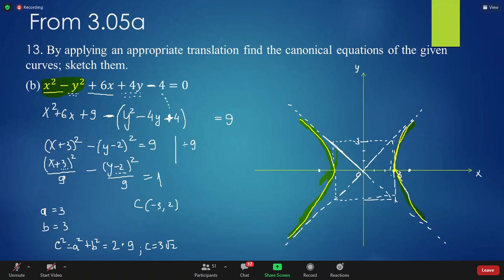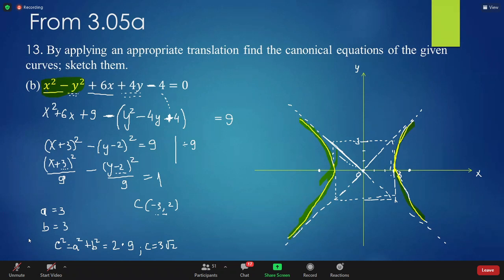So in principle, I should move this hyperbola so that the center of the hyperbola goes to this point, the point -3, 2. That would be somewhere there. I should move the center to this point. The problem with it is that it would be very difficult to move the whole hyperbola and sketch it once again. It's enough trouble to sketch it for the first time.